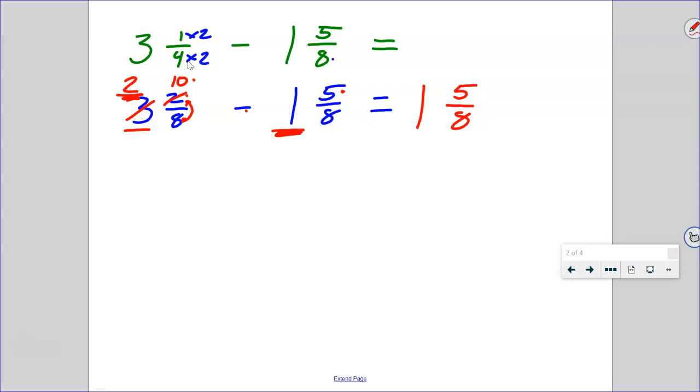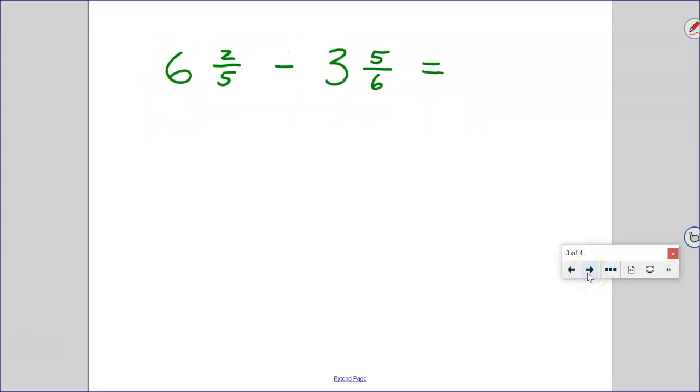All right, let's go ahead and take a look at another one real quick. We have 6 and 2/5 minus 3 and 5/6. And again, just like before, we need common denominators before we go any further. So for this one, I'm going to have to rename both fractions. I'm going to do times 6 and then times 5, and then I have to repeat the same thing to my numerator. And now I'm going to rewrite the whole problem.